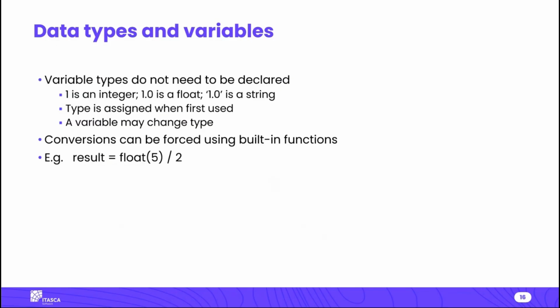Data types and variables. Variable types do not need to be declared. So unlike C or C++, the fish program tries to figure out what the type is based on what value you assign to it. So if I say A equals 1, it's an integer. If I say A equals 1.0, it's a floating point number. If I say A equals quote 1.0 quote, it's a string. These things can actually change as you go along. So actually, maybe the easiest thing here would be to just show quickly some examples.